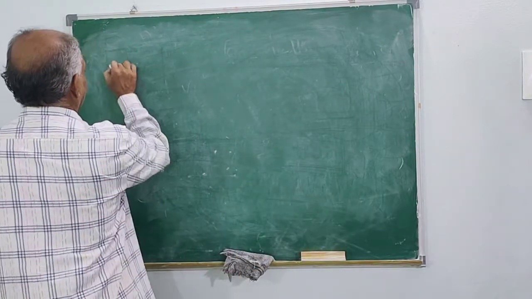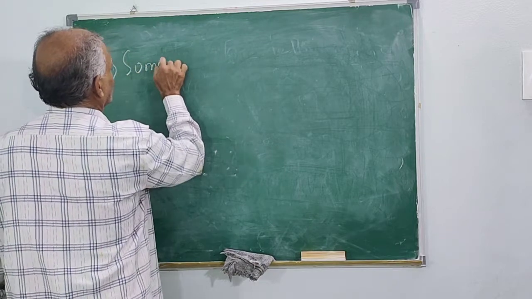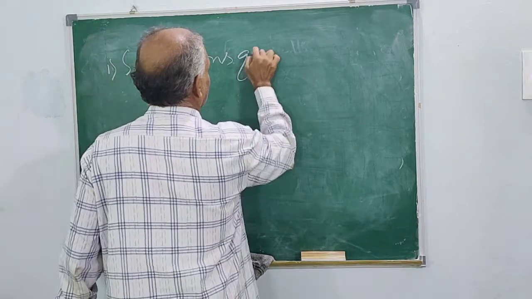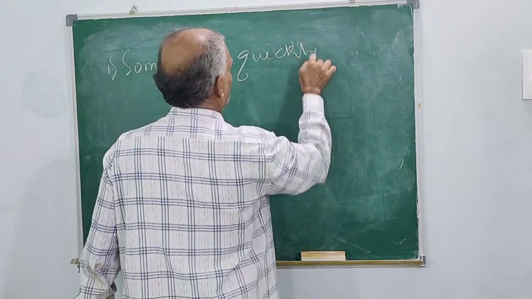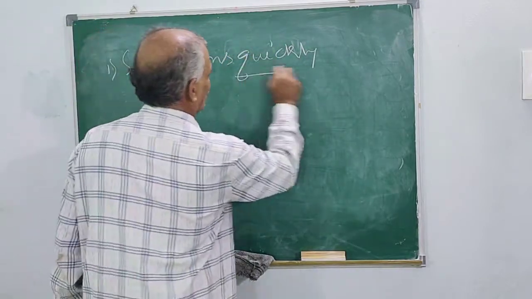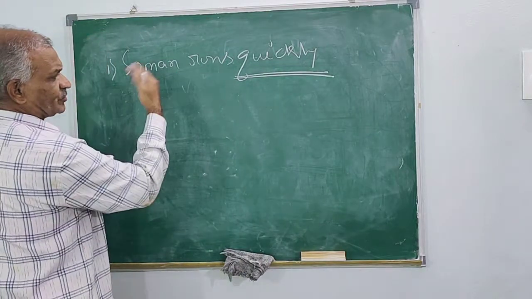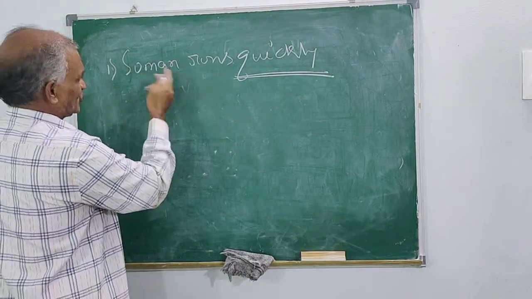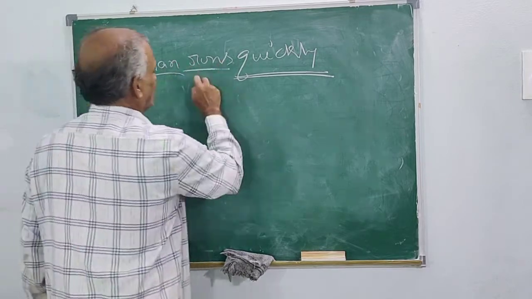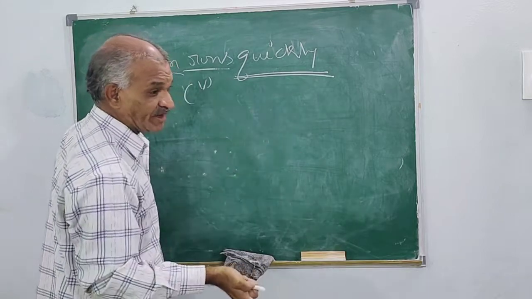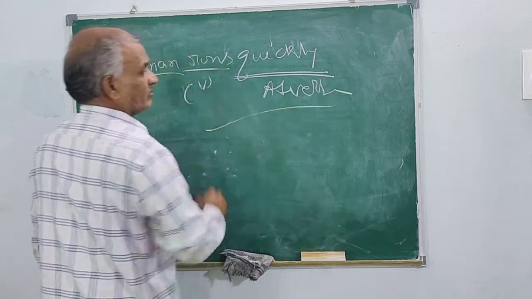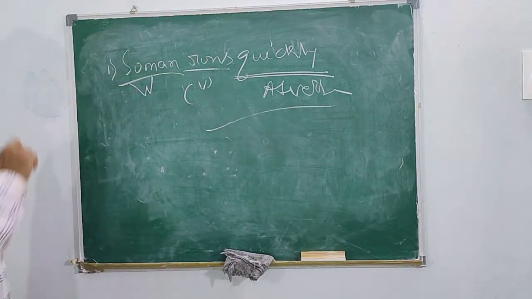Suman runs quickly. Quickly. Here, I underlined this, and your answer must be like this: quickly. You don't think of all these things. Suman is a noun, runs is a verb. Suman runs. How is he running? Quickly. Then it will be called an adverb. Clear? Fine.